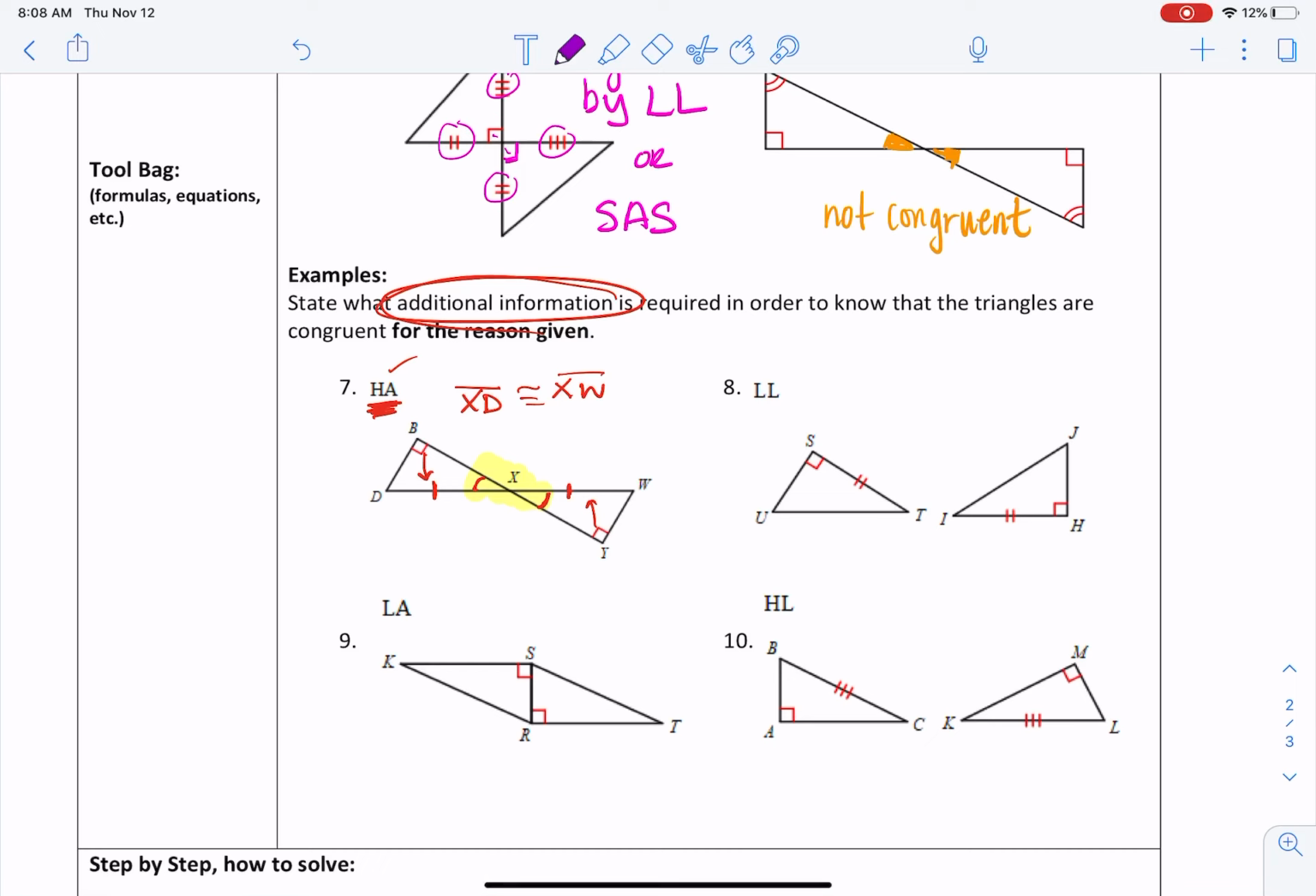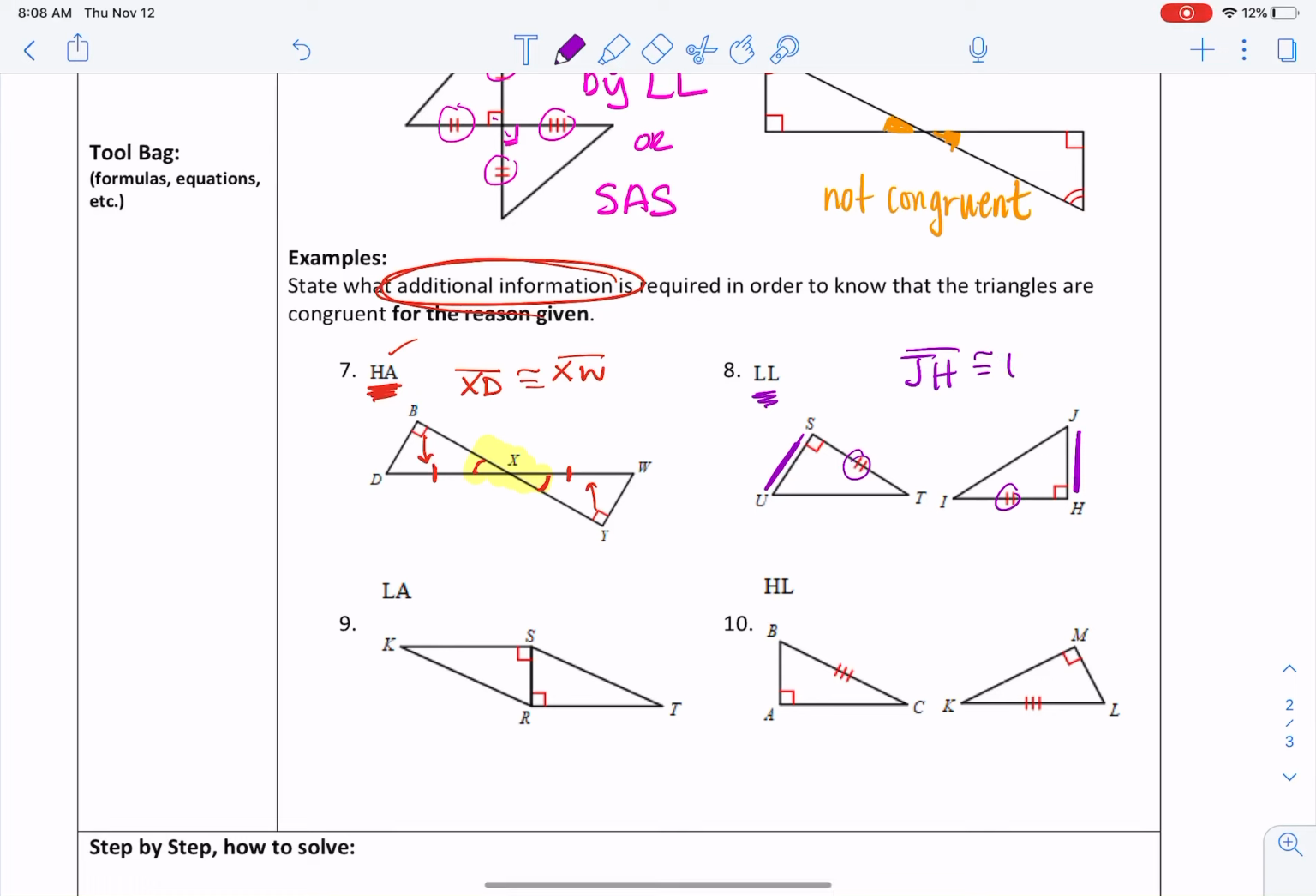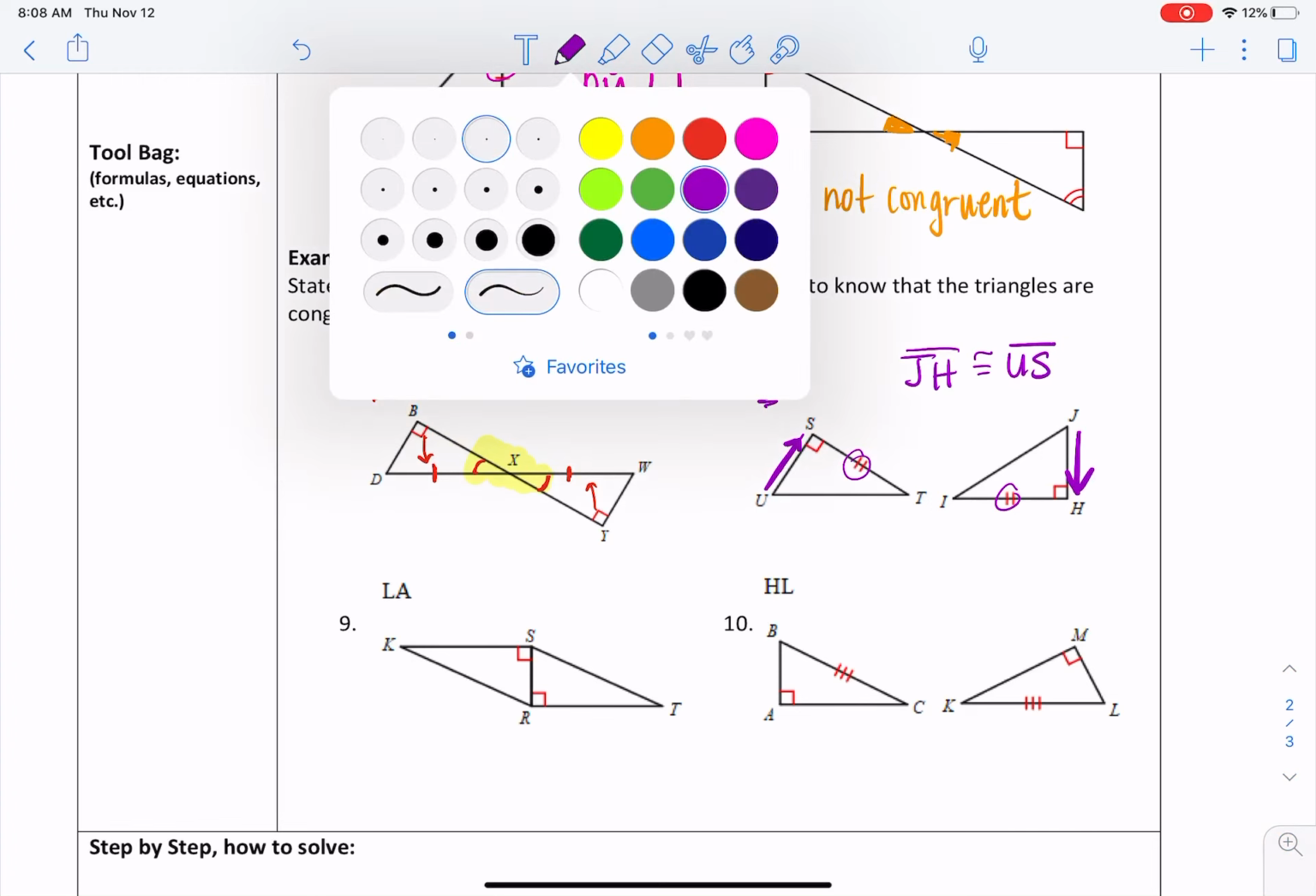Number 8 asks us to use leg, leg. I'm given one leg. This is the other leg. So all I need to be told is that JH is congruent to US. Remember how important order is. So I went towards the right angle both times. That's the order of my statements to be able to have them line up correctly.